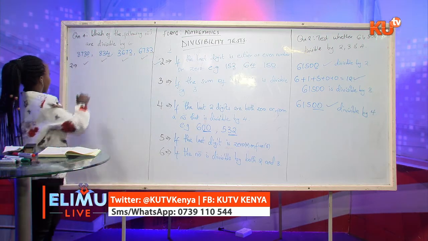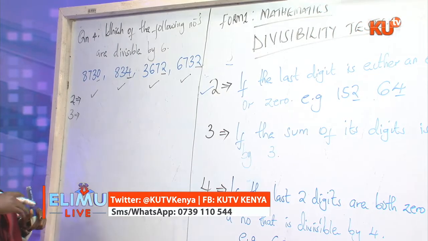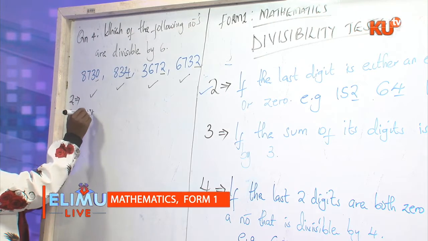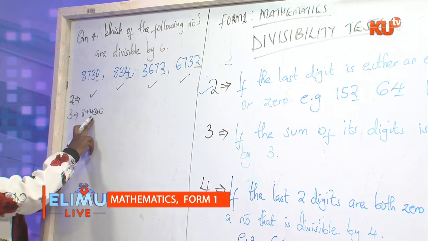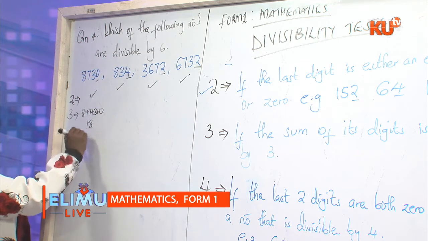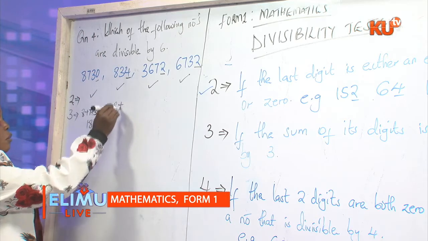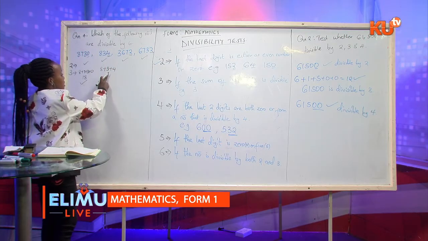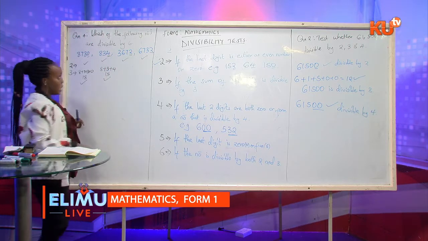Now let us test for 3. For 3, the sum of the digits should form a number that is divisible by 3. So this is 8 plus 7 plus 3 plus 0. So this is 8 plus 7, 15 plus 3, this is 18. So 18 is divisible by 3. We go to the next one. This is 8 plus 3 plus 4. 8 plus 3, this is 11, plus 4, this is 15. So 15 is also divisible by 3.